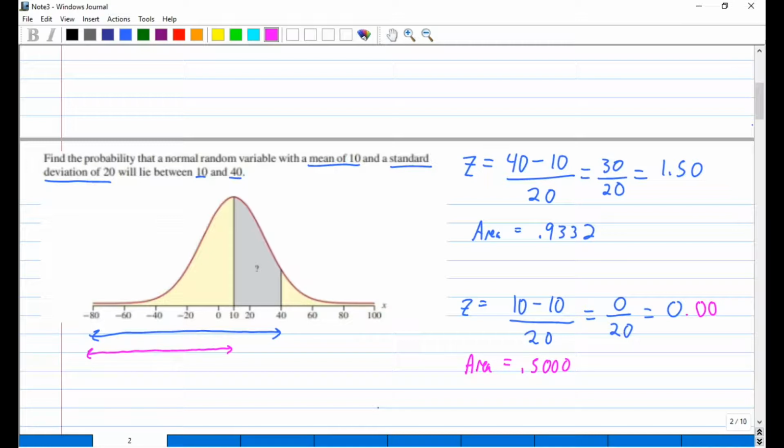So to get our answer, to find our probability, so this is the probability that our random variable is greater than or equal to 10, but less than or equal to 40, is going to be equal to 0.9332 minus 0.5000. Okay, and so if you do that, you'll get 0.4332. So that's our probability that our normal random variable will lie between 10 and 40.